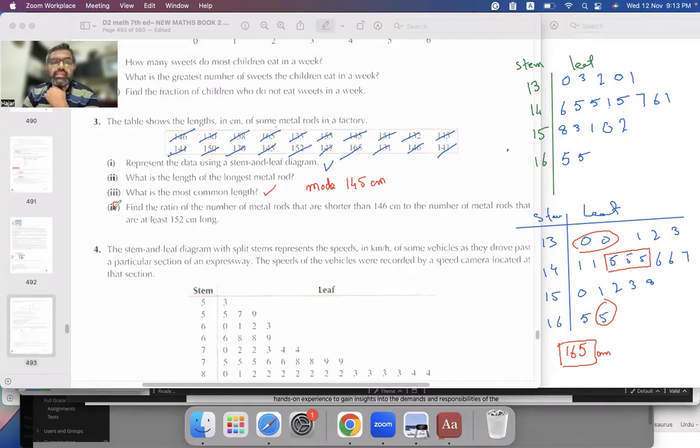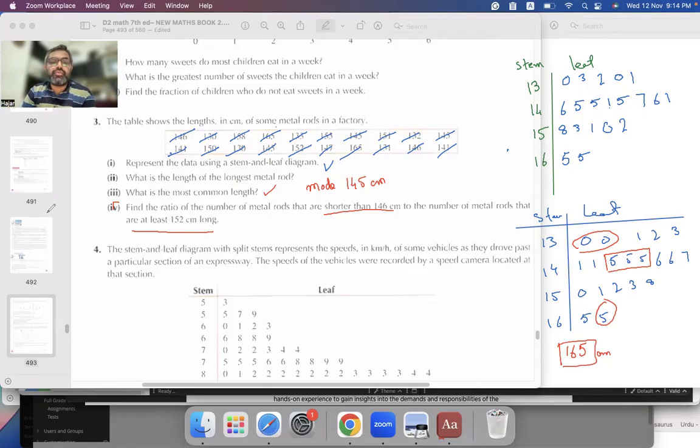The last one is: find the ratio of the number of metal rods that are shorter than 146. When it is shorter than 146, we should not include 146. What numbers are below 146? We have to count those. And then there is another thing: shorter than 146 and that are at least 152 centimeter long. So we are counting the lower parts and the upper parts. Those rods whose length is at least 152, so it also includes 152.